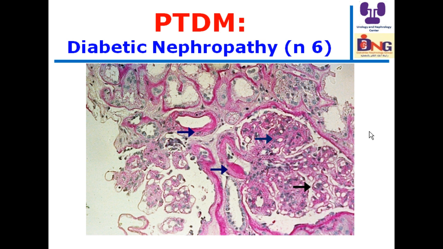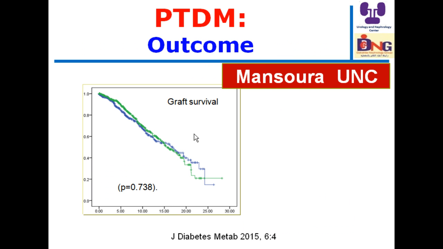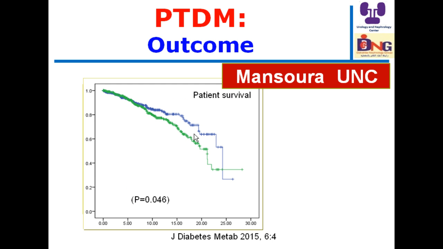This is a biopsy of one of our patients who developed post-transplant diabetes, showing classic diabetic nephropathy, with increased mesangial matrix as shown by these arrows, segmental sclerosis, and the presence of hyalinization, nodular hyaline thickening of arterioles. So this is a classic diabetic nephropathy. Although graft survival is not affected by the development of post-transplant diabetes, patient survival was significantly affected, and it was lower for those who developed diabetes.